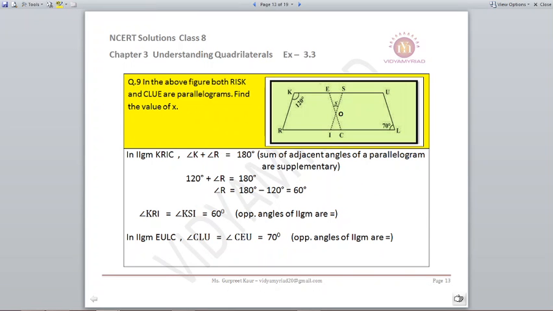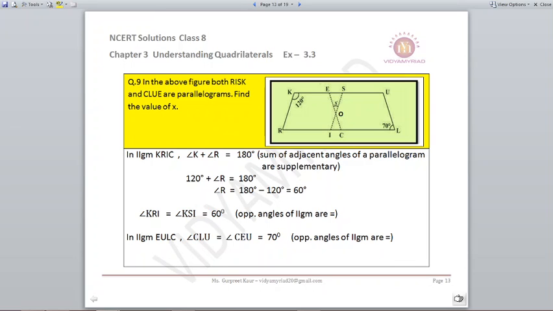Now look at this shape. There are two parallelograms here with the names RISC and Q. You will need to find out the x. Now let us first consider the parallelogram KRIC. Here if you see, you have K already as 120 degrees.